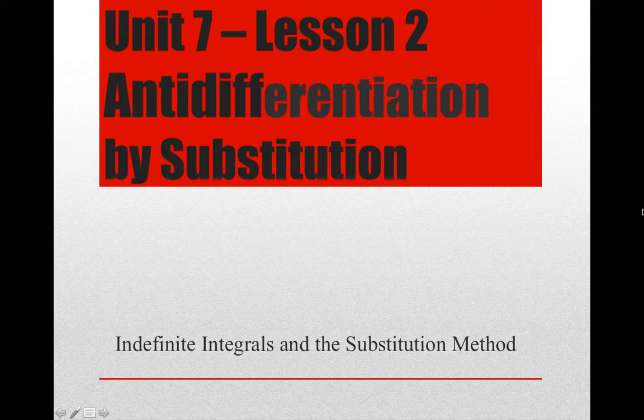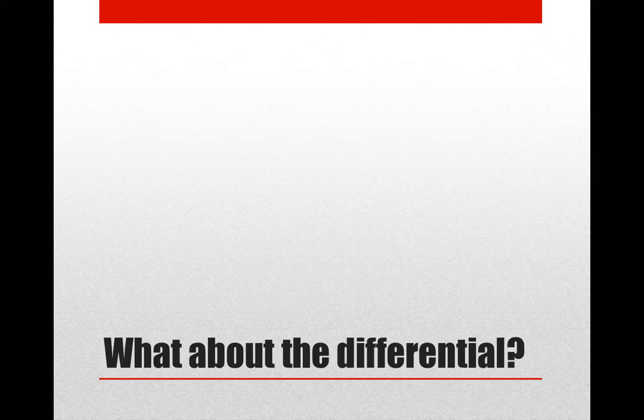All right, welcome, ladies and gentlemen, to our second lesson from Unit 7. We're looking at some more ways to anti-differentiate a function or a derivative or whatever word you want to use. We're going to learn the anti-differentiation by substitution method. This is how to find an integral using a somewhat easy system called substitution.